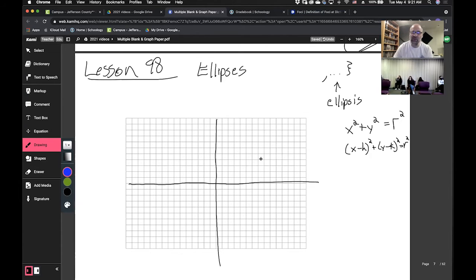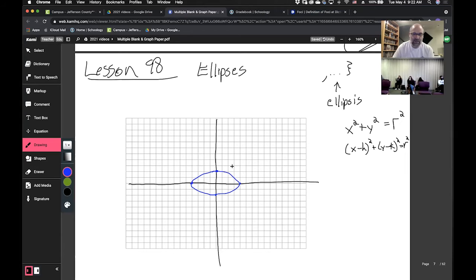Okay, so ellipses have two different radii. And they're not really called radius, they're called axes. So you've got your major axis and your minor axis. So, for example, let me just do this one. Okay, so if I'm going to attempt to draw this ellipse. Not terrible.